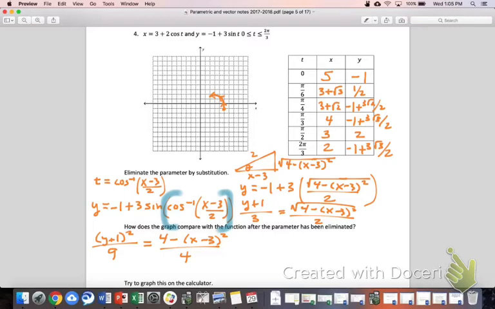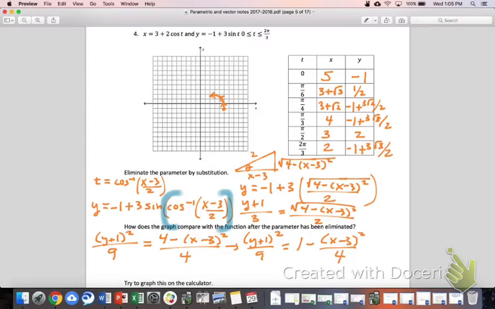So it would be y plus 1 squared over 9 is equal to 1, because 4 over 4 is 1, minus x minus 3 squared over 4. Do you see what it is now? What is it? It's an ellipse. That's right. If I just added the x minus 3 squared over 4 over to the left side, it would be a perfect standard form of an ellipse.